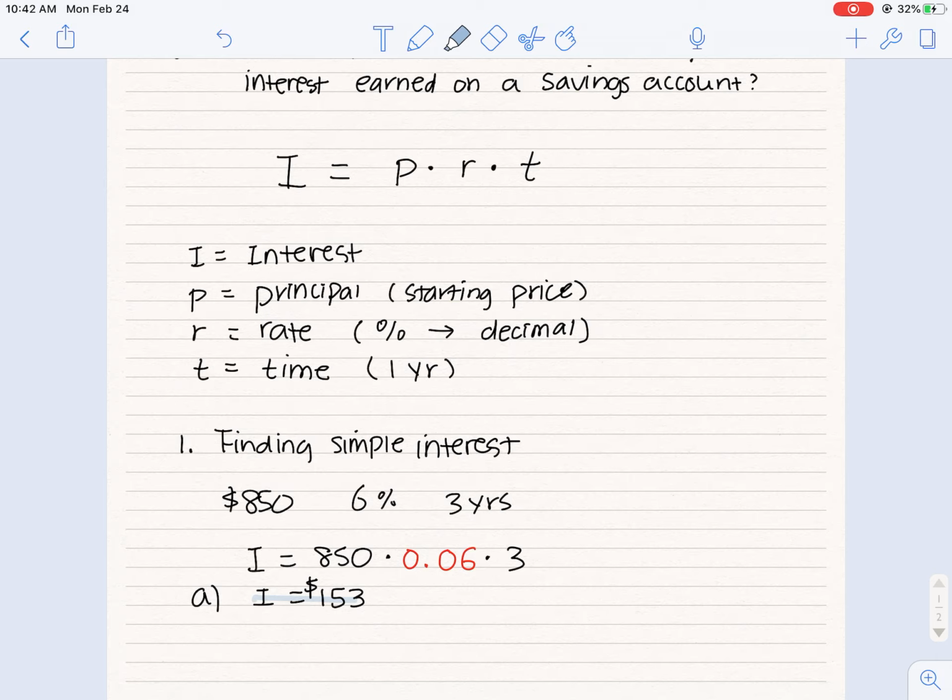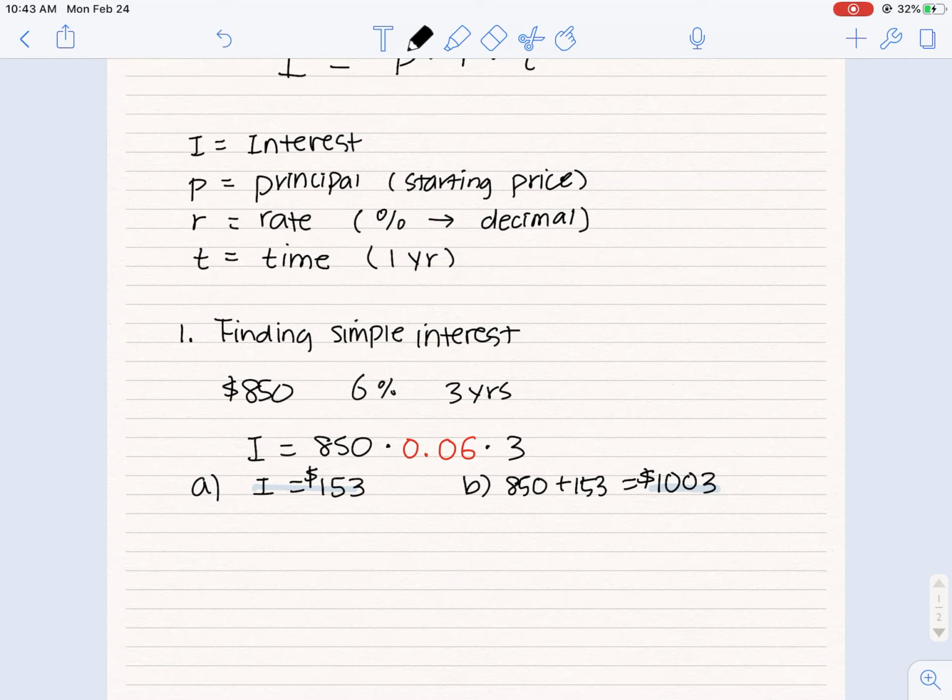So, I put A for the first part, which is the interest earned, and I'm just going to add the second part, which is going to be the total balance of the account. So all you have to do is add what you originally had and then add 153, which was the interest amount. If you add those two, you are going to have $1,003. So if I'm asking, what's the total after 3 years of that amount of interest, you can have $1,003 for your final answer.